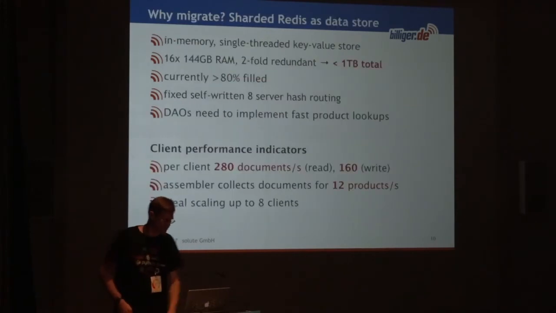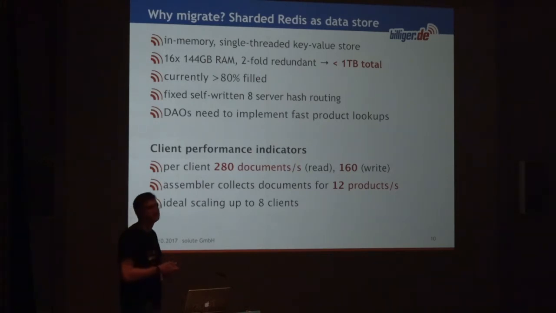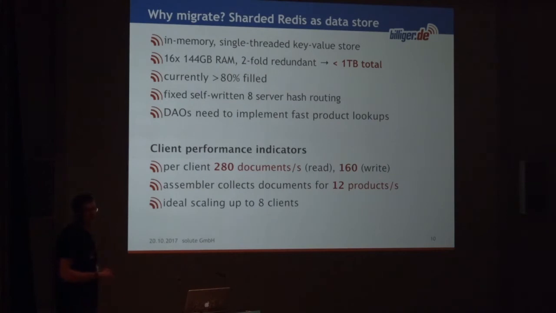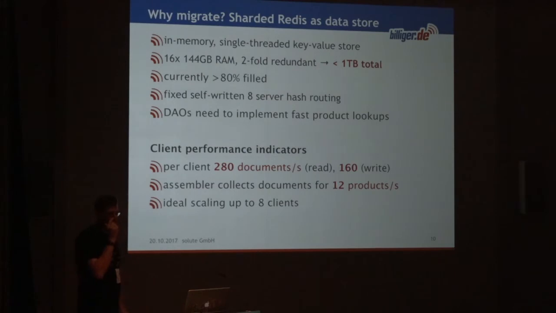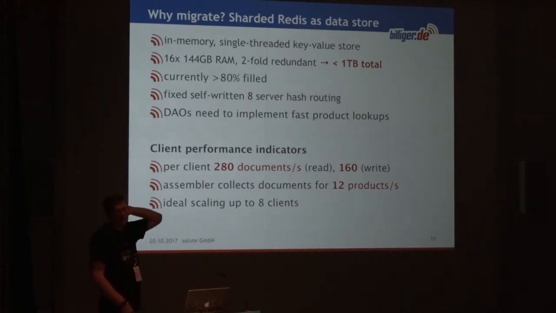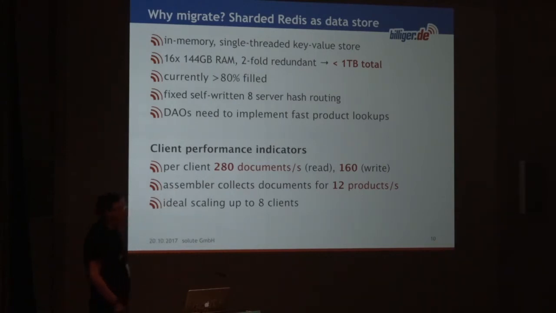Now, if everything works so great, why do we want to get away from the sharded Redis? Well, yes, it's a very fast storage. However, we currently have 16 servers with 144 gigabytes RAM each, and yet, because we need redundancy, and because you can't use all of the RAM of a Redis instance, we have less than 1 terabyte of total usable storage. Right now, 80% of that is filled. And it will take about 1 year until we have 100%, and that means we are breaking down.